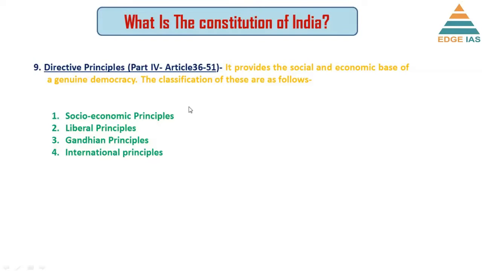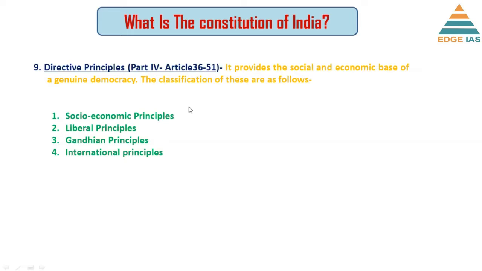Directive principles. As the name suggests, the word directive comes from direction. Easy to understand, easy to retain, so that you are not confused, and the basic meaning of the term should never fade away, right? So when we say directive principle, directive comes from direction. It means the directions that are given to the state. Fundamental rights are for the citizens and directive principles are for the state.